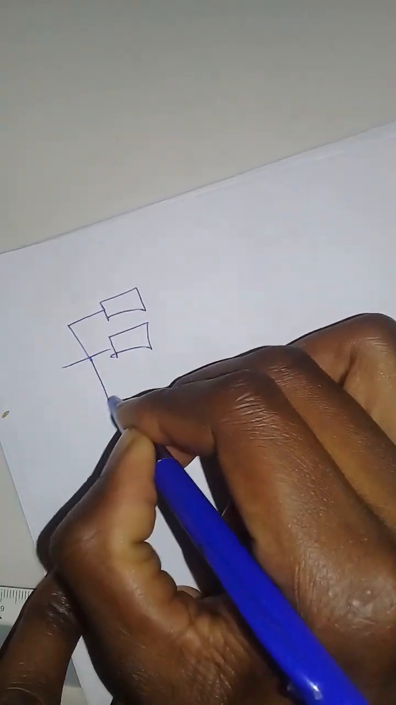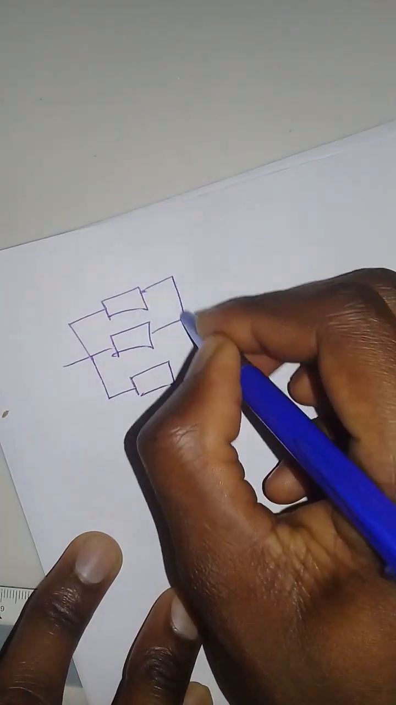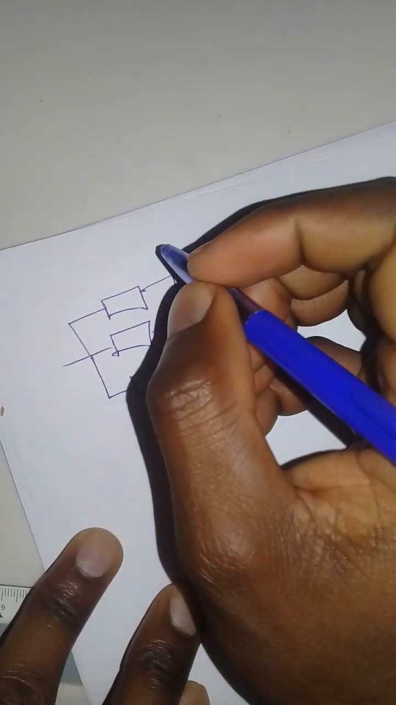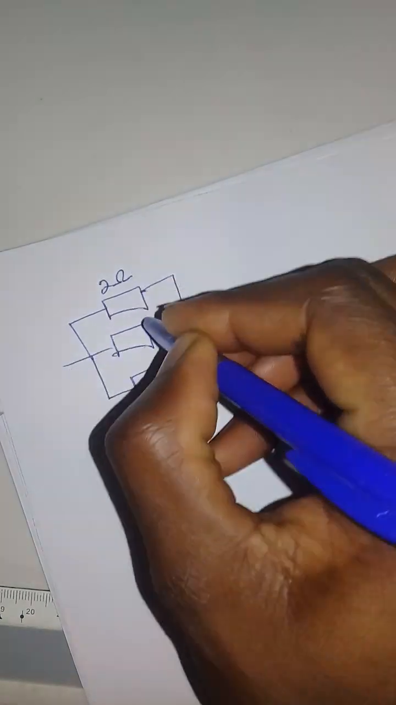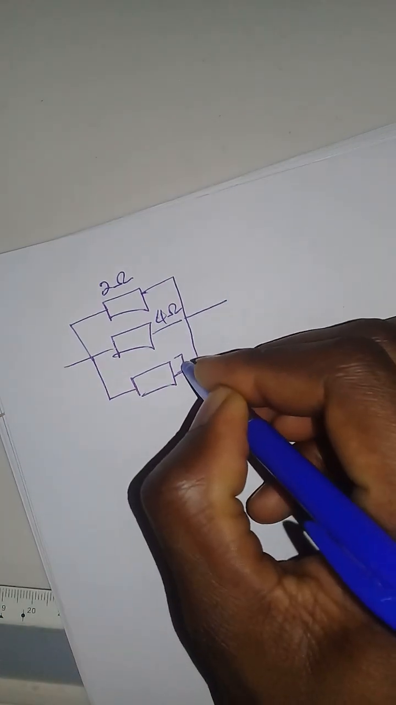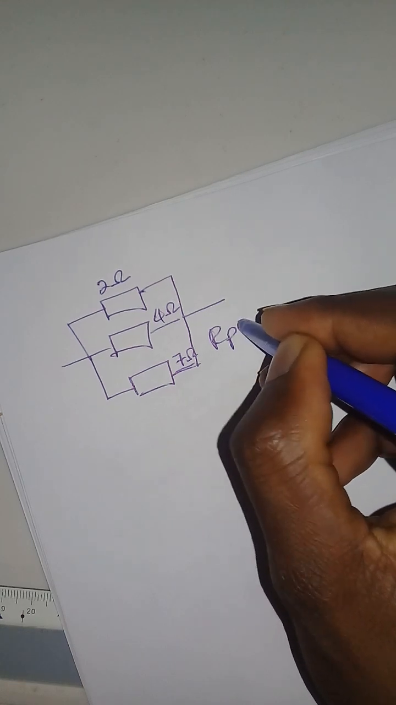All right, now let's look at how we can approach this. Let's say that you have 3 resistors like this. The drawing is not really good, but just bear with me. Let's give them values: this one is 2 ohms, this one is 4 ohms, and this one is 7 ohms. Now you are asked to calculate the resistance of the connection.